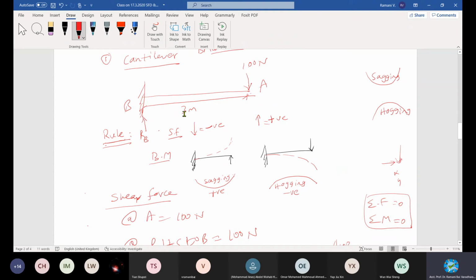In this case, let's apply our logic now. Because it's fixed, there will be a reaction. You know what a reaction is, right? That day I showed you a video, a very nice video. One gentleman was doing the loading at the middle and the reactions at the support are observed by a balance. Means what?